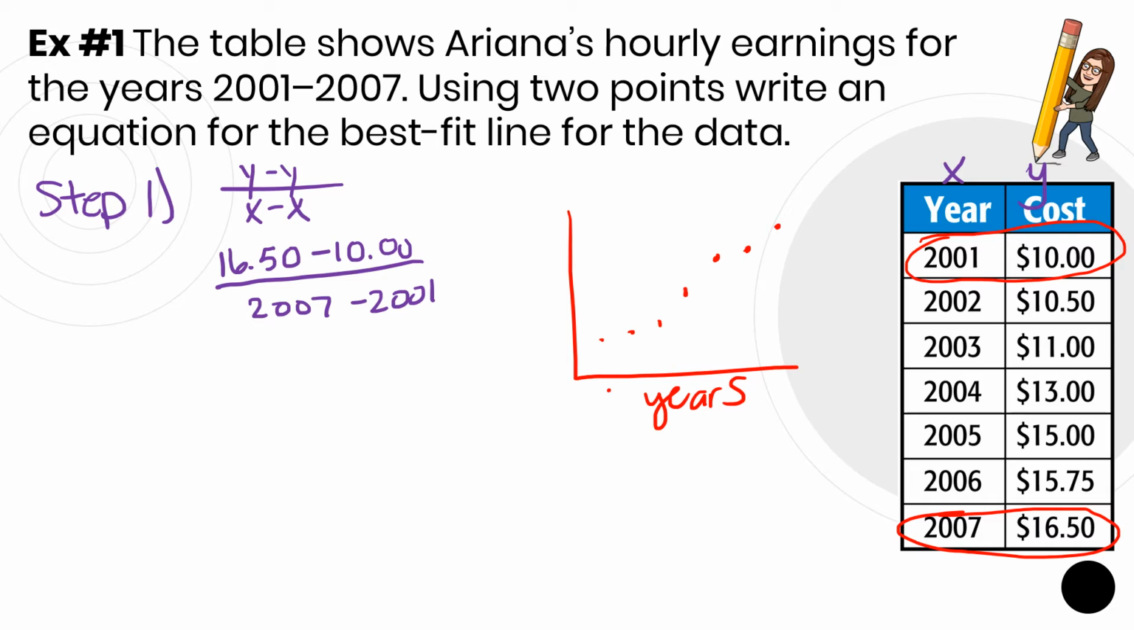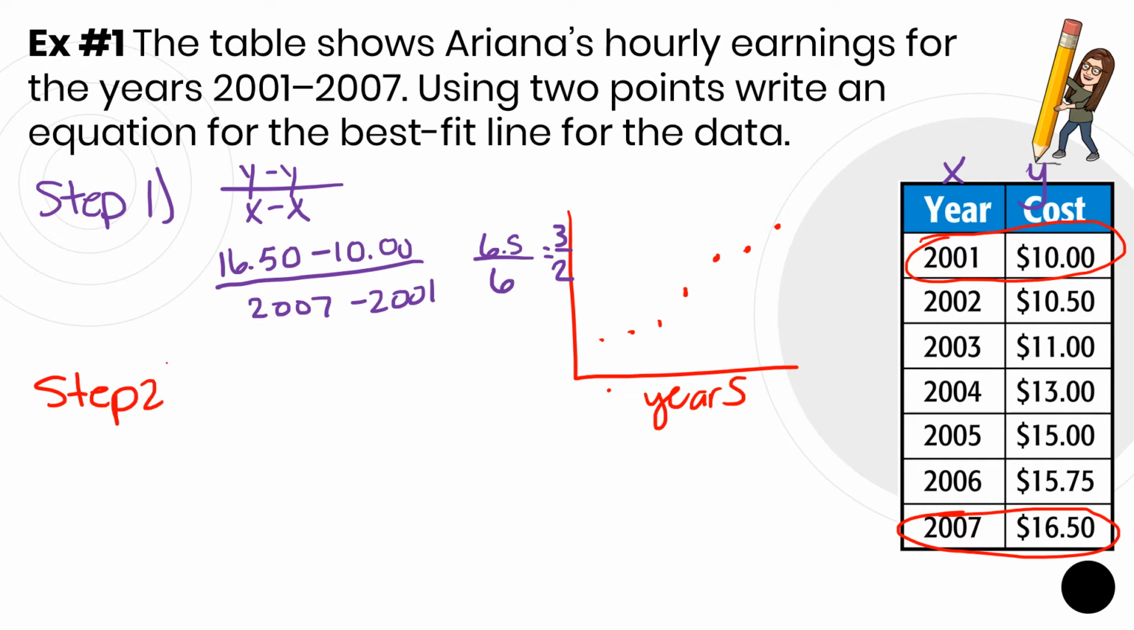Let's calculate that. $16.50 subtract $10 leaves me with $6.50. 2007 minus 2001 leaves me with 6. I can reduce that down. That would be 1 1/2, which would be 3 halves, right? I want a nice clean slope. Use your calculator to simplify that if you're not sure.